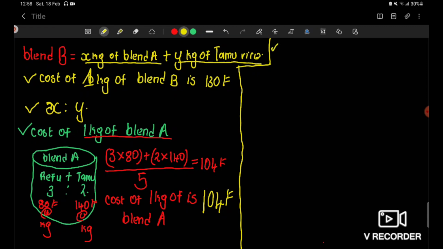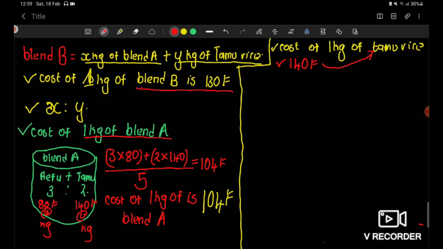So the other question we should ask ourselves is, what is the cost of 1 kg of tamu rice? This one, from our question, we know directly that 1 kg of tamu rice cost 140 shillings. You can read it in the question when we began. 1 kg of tamu rice cost 140 shillings. The beauty is that we have been told the cost of 1 kg of blend B is 130. So how can we do?